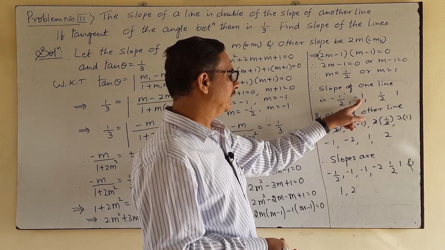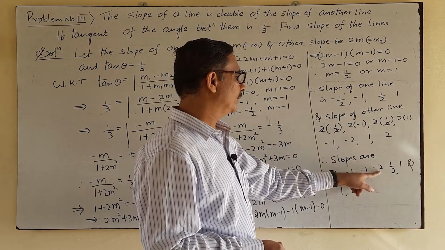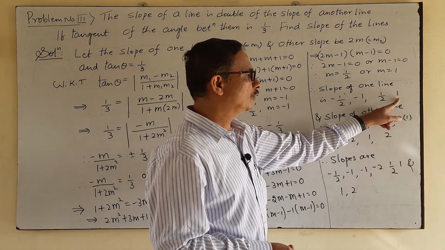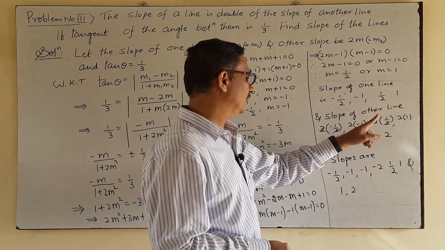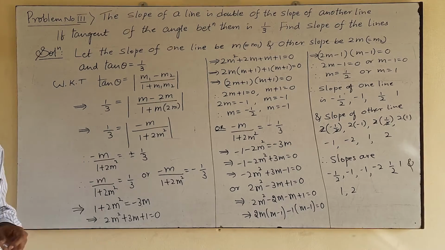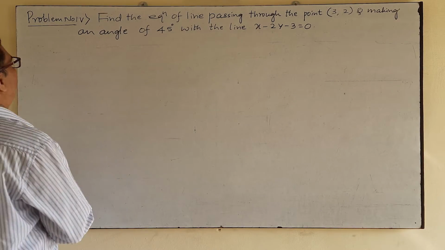Then slope of one line is minus 1, other slope is minus 2. Slope of one line is 1 by 2, other slope is 1. Slope of first line is m, that is 1, other slope is 2. These are the slopes of the lines. Okay, next problem number 4.